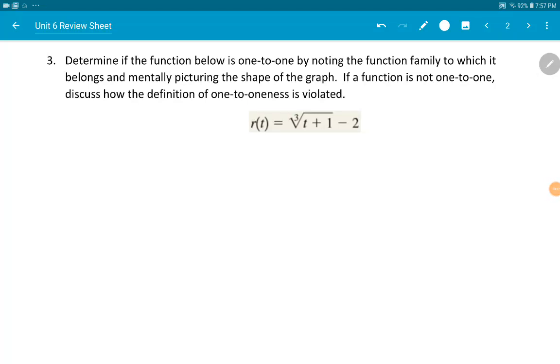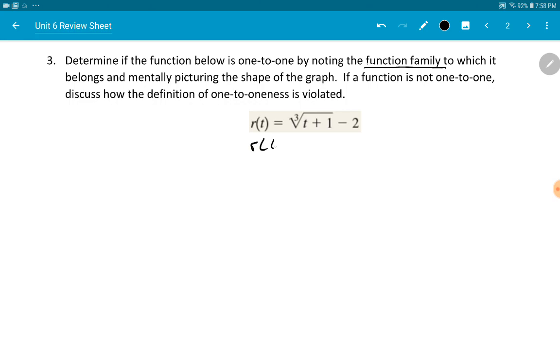On this problem, we need to determine if the function below is one-to-one by noting the function family to which it belongs and mentally picturing the shape of the graph. If it's not one-to-one, discuss how the definition of one-to-oneness is violated. So think about the family.